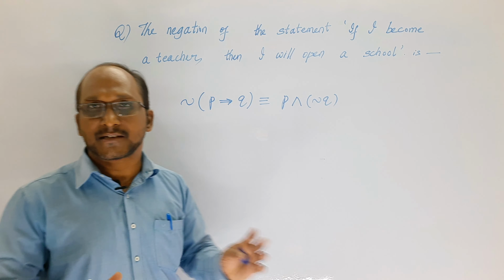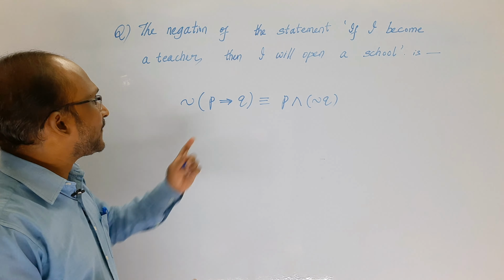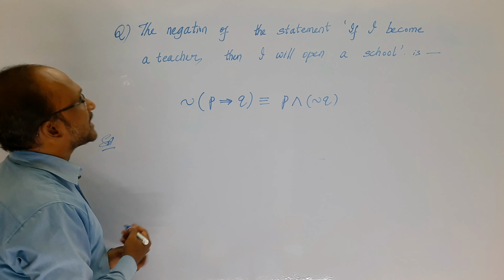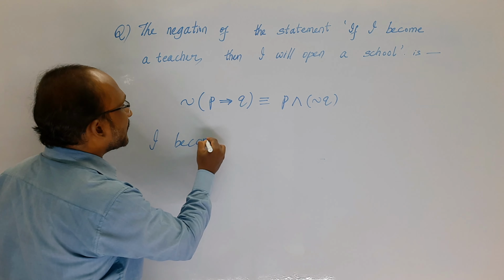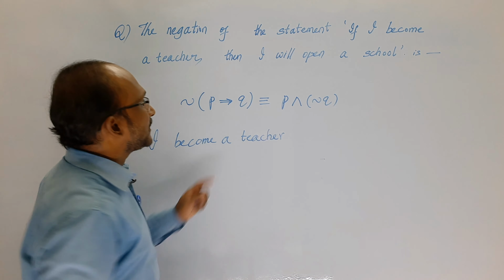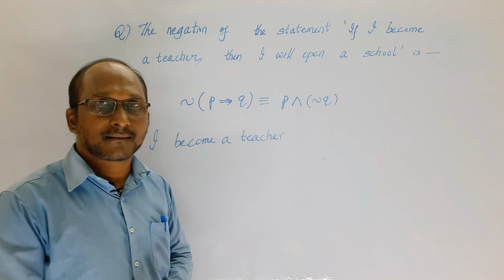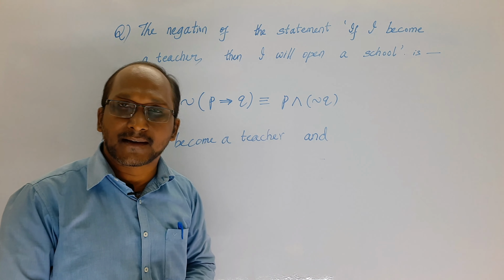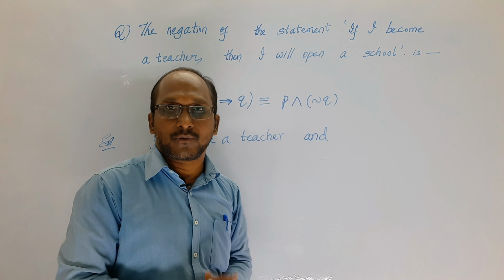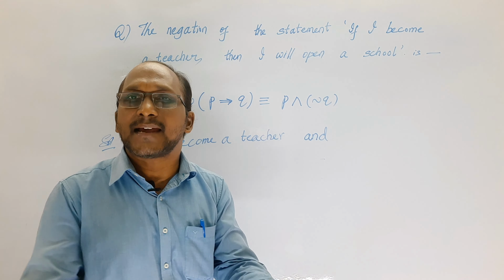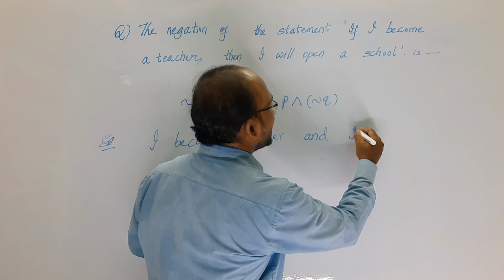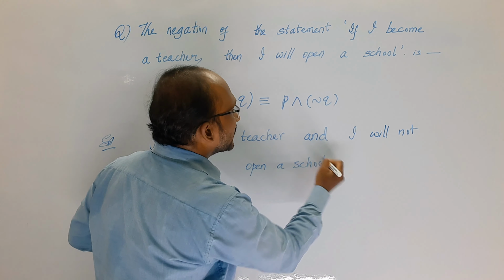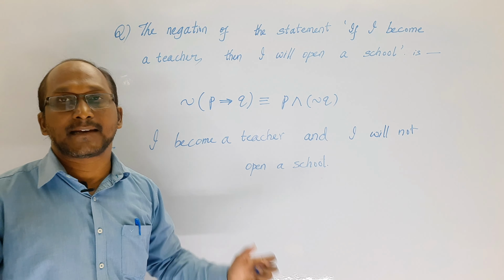Here also, to get the negation of the given statement, let us make the same changes. So we write the first statement as it is. What is the first statement? I become a teacher. Then implies becomes and. So, I become a teacher and, next, for the second statement, negation should be given. What is the second statement? I will open a school. What is the negation of this statement? I will not open a school. That's why, I become a teacher and I will not open a school. So, this can be the negation of the given conditional.